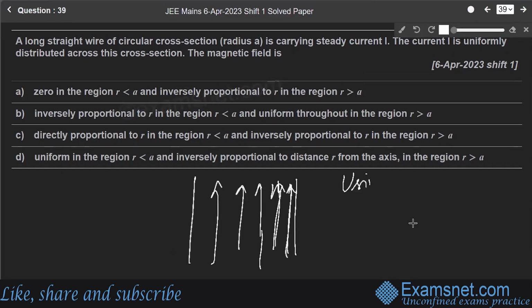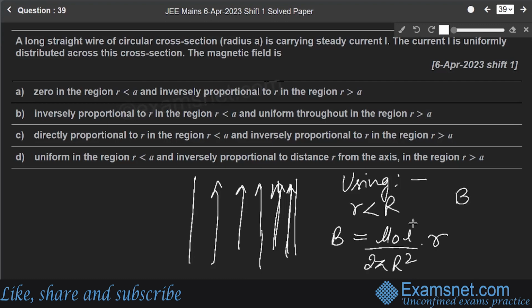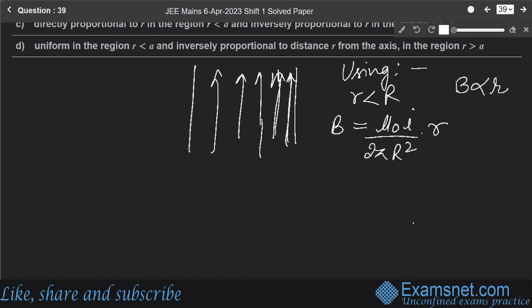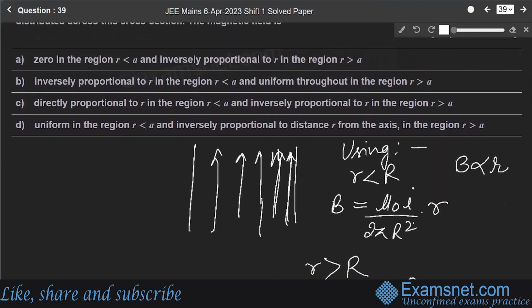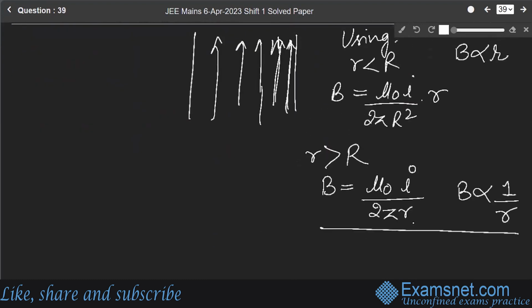using Ampere's circuital law, we can write, for when r is less than R, the magnetic field will be equal to mu naught I over 2 pi R square into r. That is, the magnetic field is directly proportional to r. And when small r is greater than capital R, then B will be equal to mu naught I over 2 pi r, meaning magnetic field B is inversely proportional to 1 over r. So the correct answer is C. In the region r less than a, it is directly proportional to r, and in the region where r is greater than a, it is inversely proportional to r.